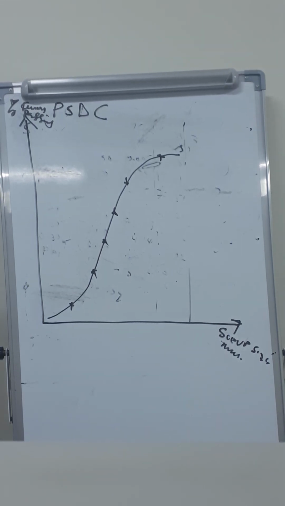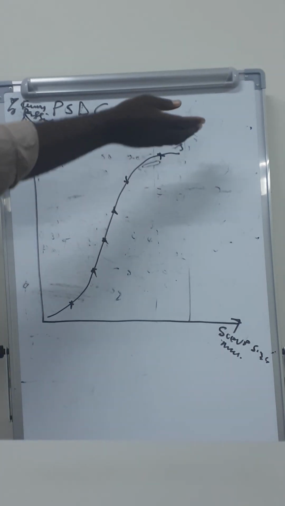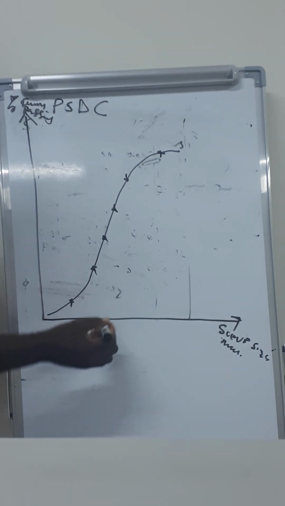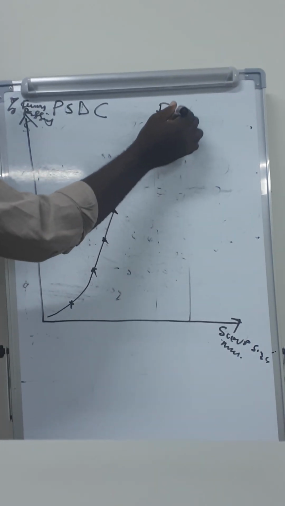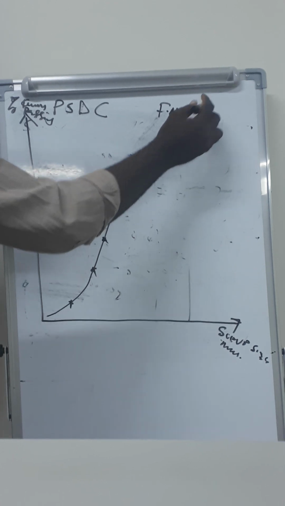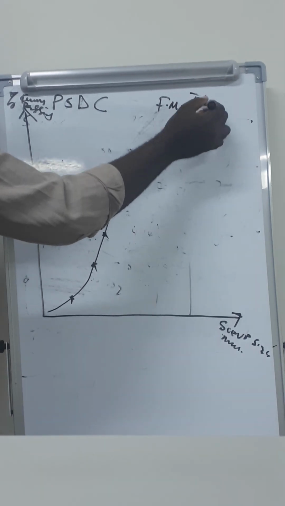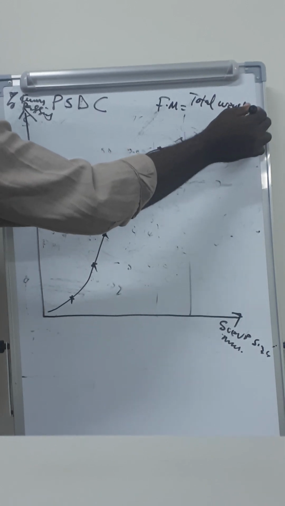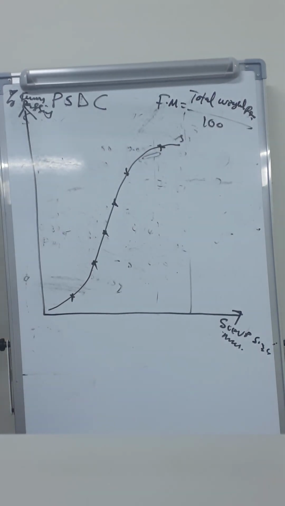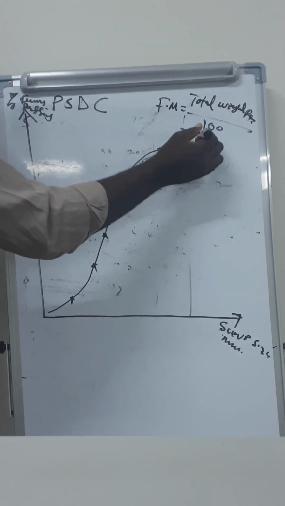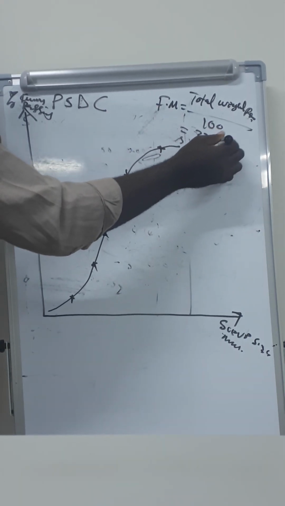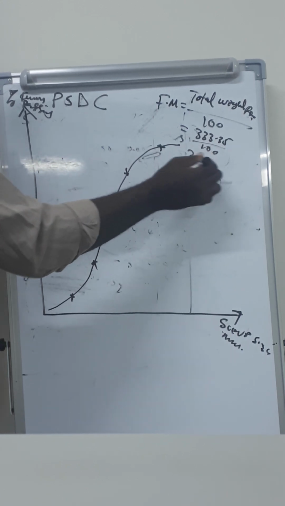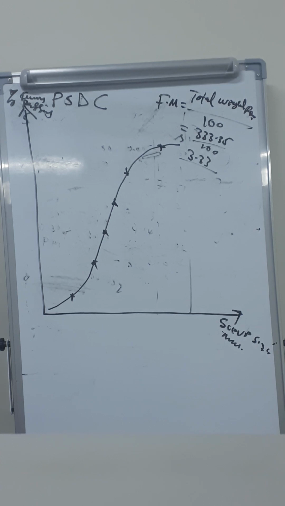There are some parameters we can get from this graph. The fineness modulus, Fm, is defined as the total weight retained divided by 100. So the fineness modulus from here is 333.35 divided by 100, which is about 3.33.